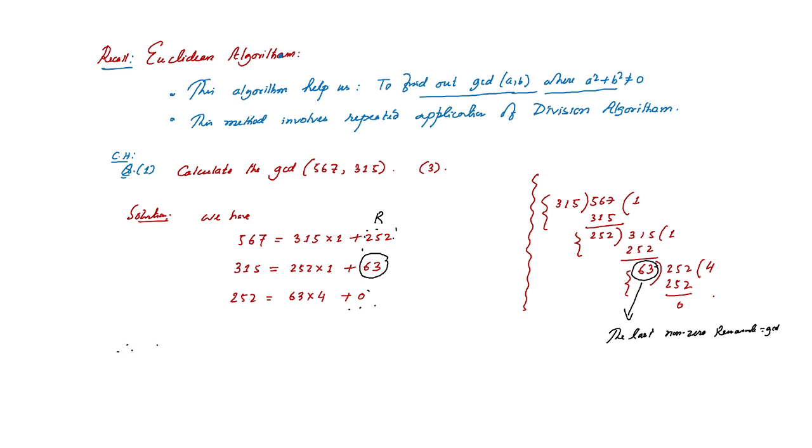Therefore the GCD of 567 and 315, with the help of the Euclidean algorithm, is the last non-zero remainder, which is 63. So the GCD of 567 and 315 is 63. Now we come to the next important problem.